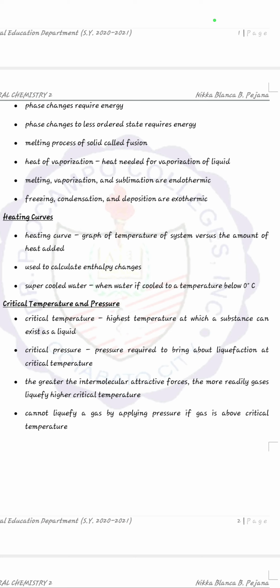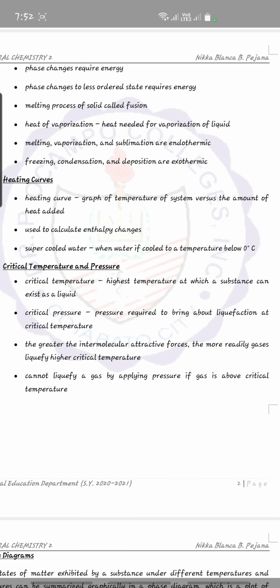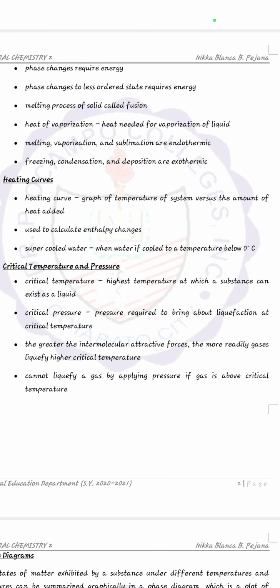It is a good description that the energy change of a system at constant pressure is the enthalpy change. Okay? We will also be doing the calculations pertaining to this process. Along the discussion, we will learn how to calculate a certain enthalpy change. Supercooled water is water cooled to a temperature below 0 degrees Celsius. So that is basically constant.